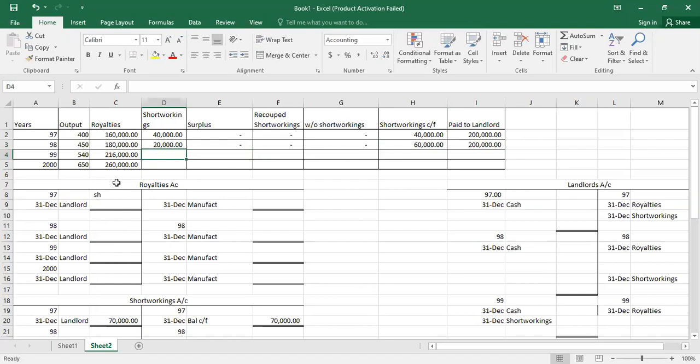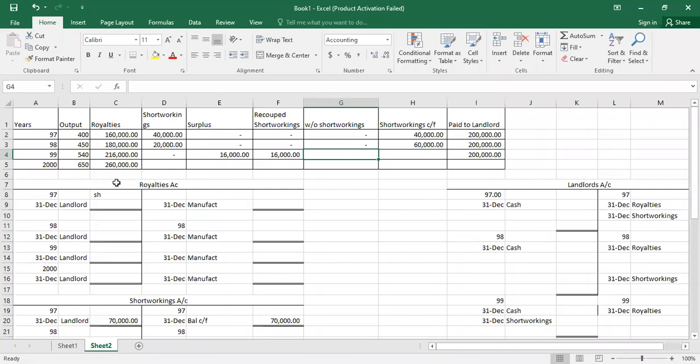We go to the third year. Our minimum rent is still 200,000, and we go to 216. Do you have a short working? No. Do you have a surplus? Yes, you have a surplus of 16,000. So recouped short working will be the 16,000, so we are fully absorbing it. Written off short workings, no, we don't have. Read the question.